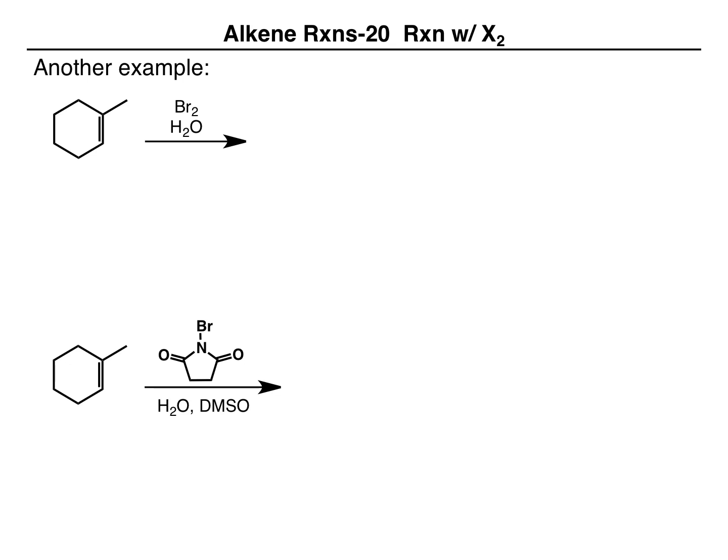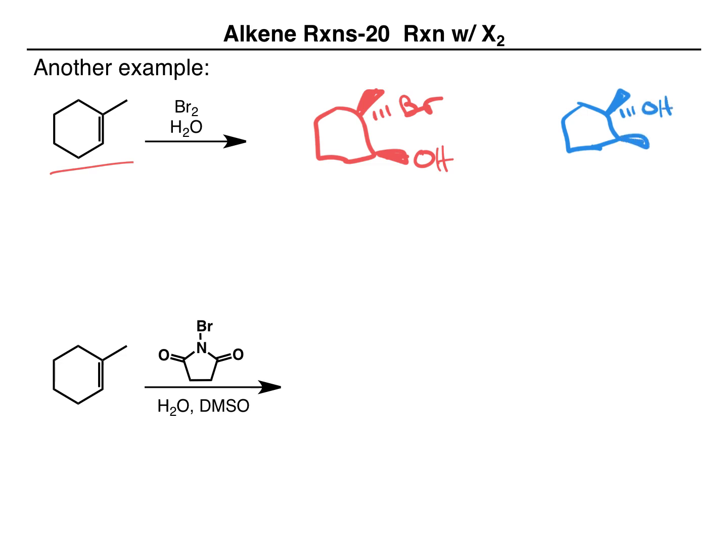But when we form a halohydrin, there could be a difference with regiochemistry. So for example, if we start out with an unsymmetrical alkene that's also cyclic, we could get the bromine adding here and the OH trans to the bromine, or we could have the OH connected here and the bromine trans to the OH. When we had bromine and bromine or chlorine and chlorine, the regiochemistry didn't matter. But in this case, it does make a difference.